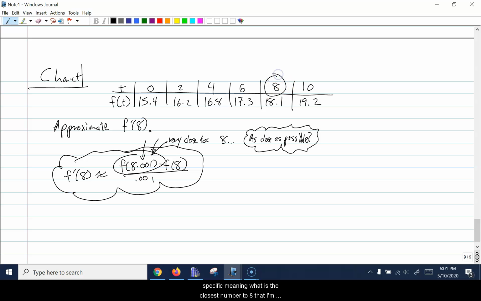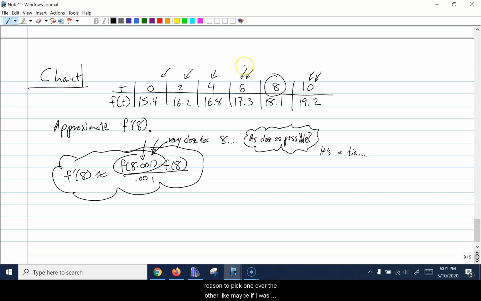What is the closest number to 8 that I'm able to plug in? Well, the numbers I can plug in are 0, 2, 4, 6, and 10. The ones that are close to 8 are the 6 and the 10. Which one's closest? Oh, they are tied for closest. What do I do when it's tied for closest?